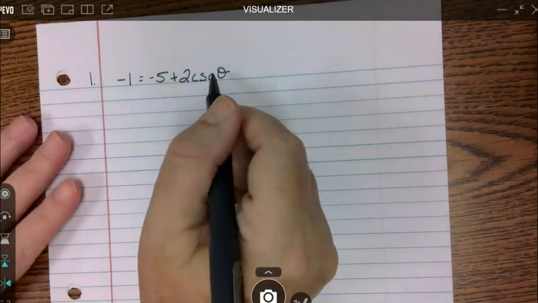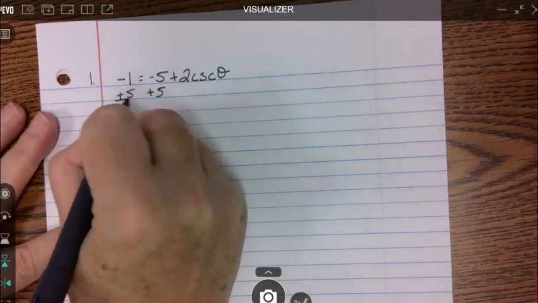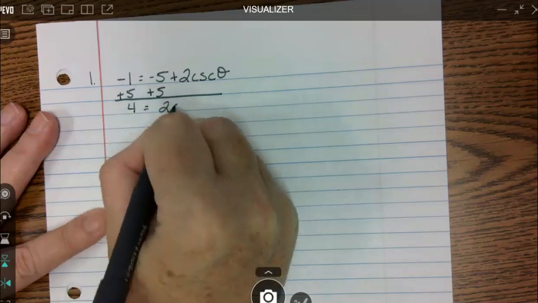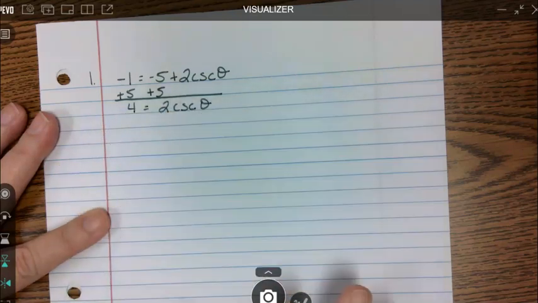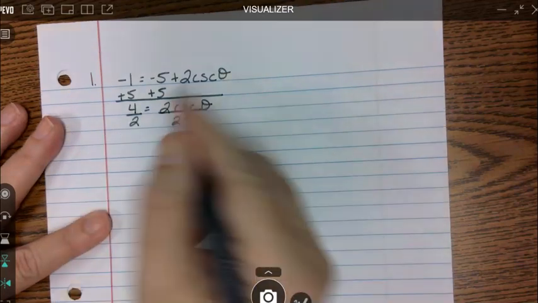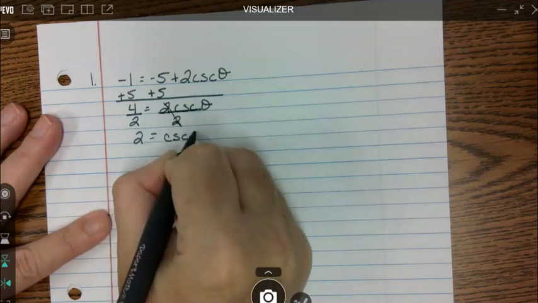We're going to solve and get cosecant by itself. So first step, we're going to add 5 to both sides. Negative 1 plus 5 is 4 equals 2 cosecant. Now we have to divide by 2. And this gives us 2 equals cosecant.